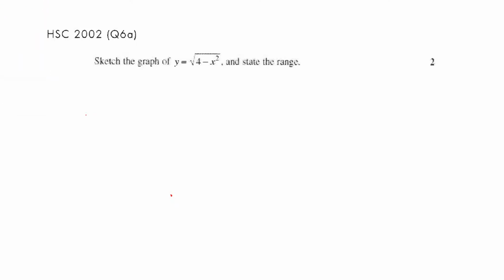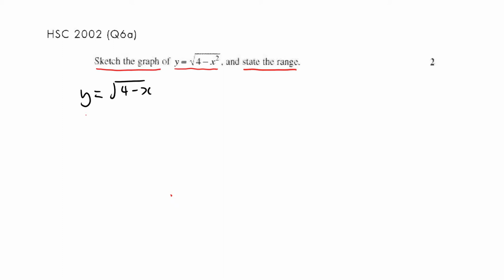Hello. So today we're going to look at another HSC question. This one is a little bit different to the other one, but has a similar function. In this question, it asks us to sketch the graph of y is equal to the square root of 4 minus x squared and state the range. Okay. So this function is actually a semicircle.